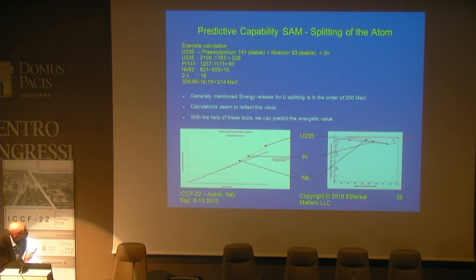So when we look at the predictive capability even from the structured atom model, splitting the atom, we have a small calculation here. And we take the differences of uranium 235, for example, which is about 326 MeV. We plot the fission products, in this case promethium, I think, or I'm not sure, neodymium, and then you do the calculus and you end up with the 214 or so MeV, depending on what products you have. So I'm going to have to move on here.